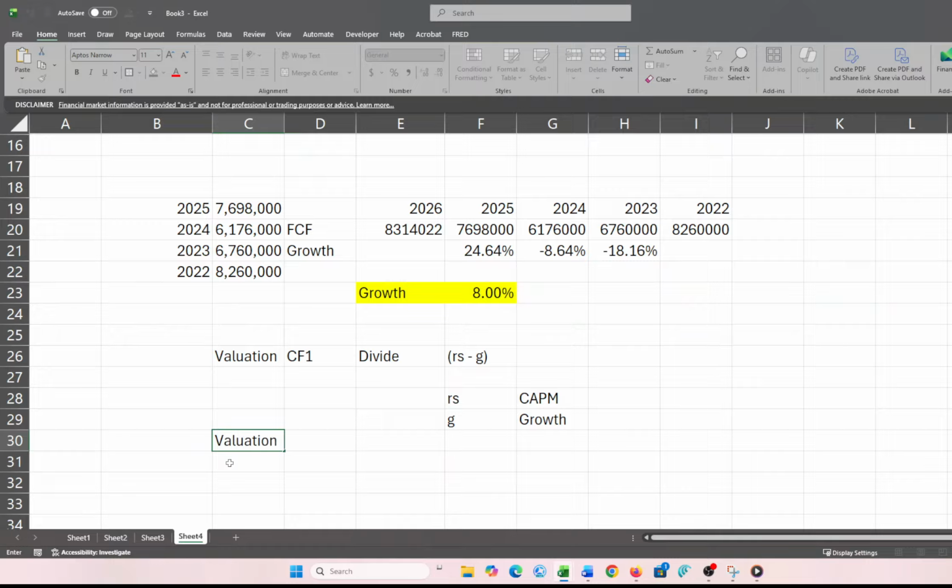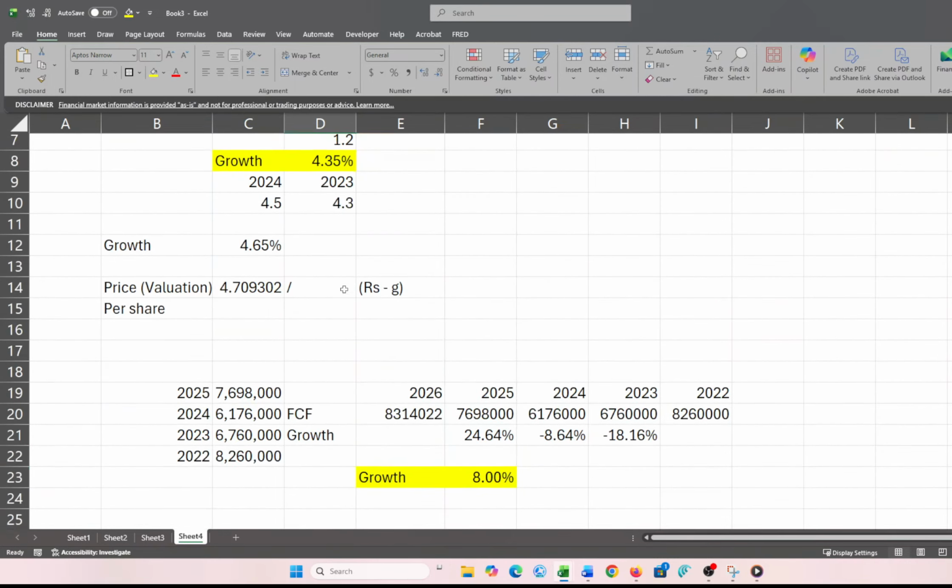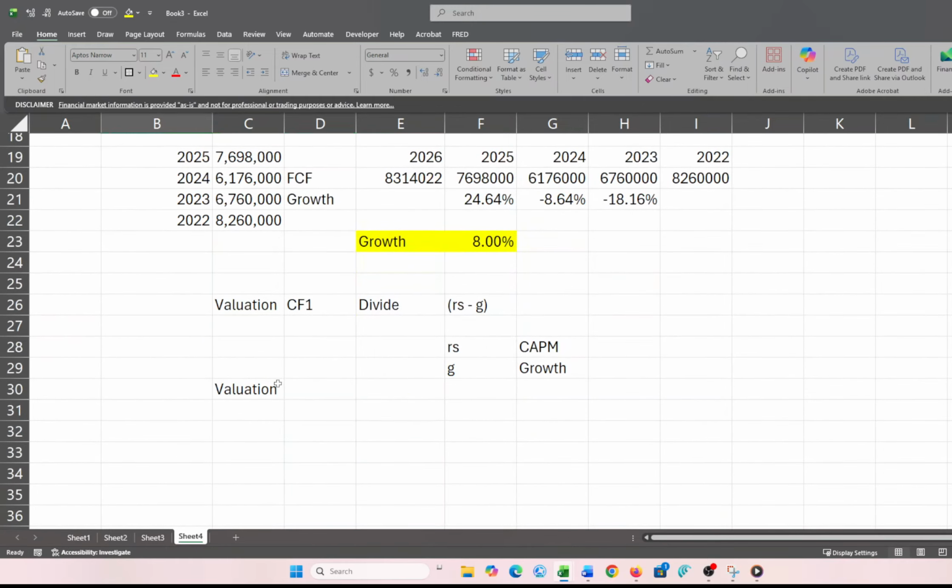Okay, valuation for the company. That's going to be a valuation. So what you have to do, the dividend discount model gives a per share price. This is not a per share price. This is the overall valuation. If you have to find a per share price, we need the shares outstanding. So how do we find that?